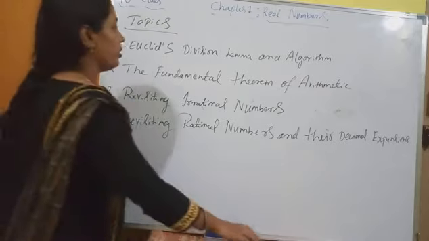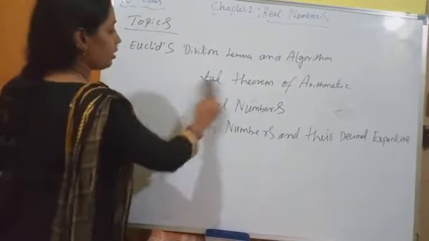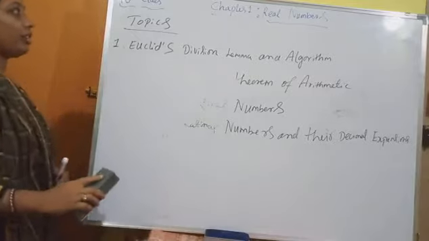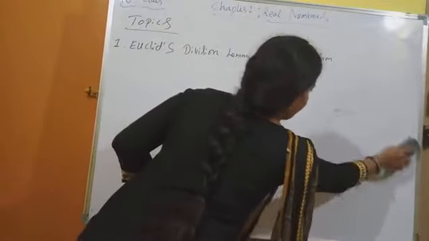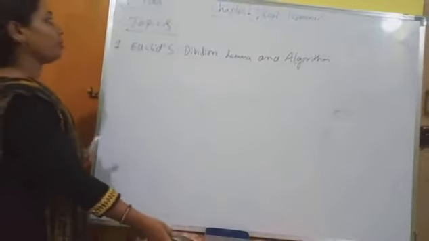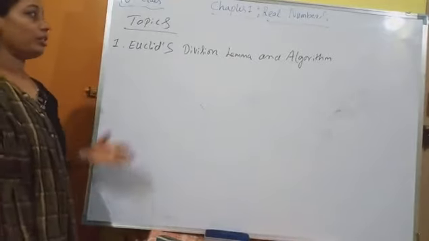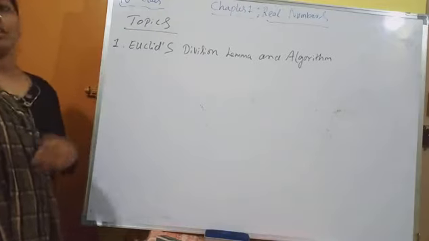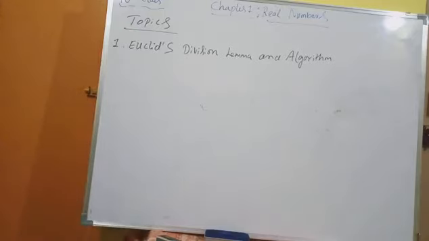Today in this class we are going to discuss about the first topic. What is that first topic? Euclid's division lemma and algorithm. We will discuss topic wise and then solve the problems based on these topics. Already we learned the meaning of lemma. What is lemma? Lemma is a proven statement used for proving another statement.